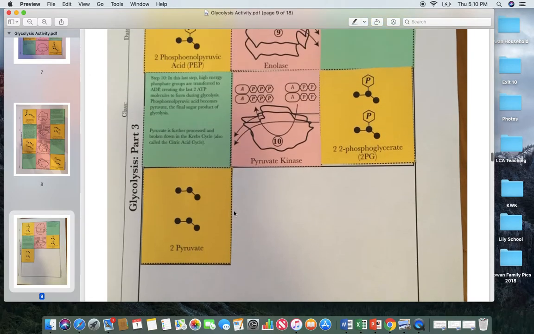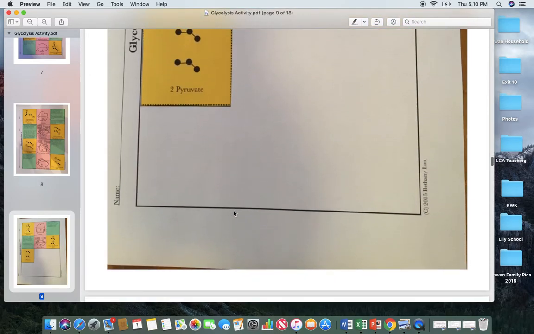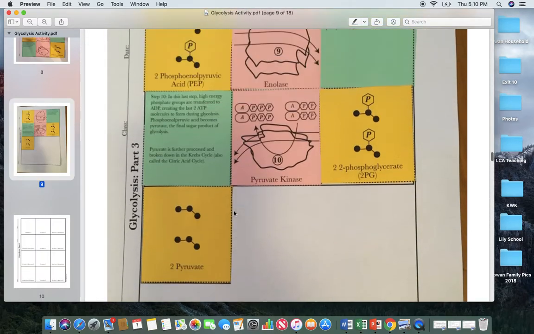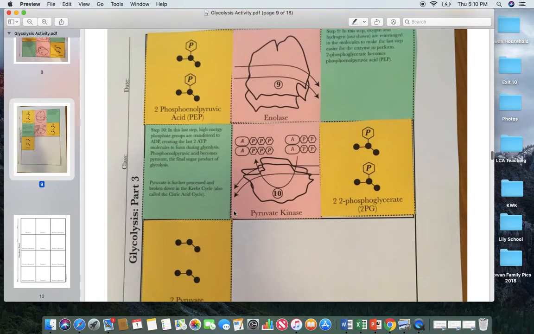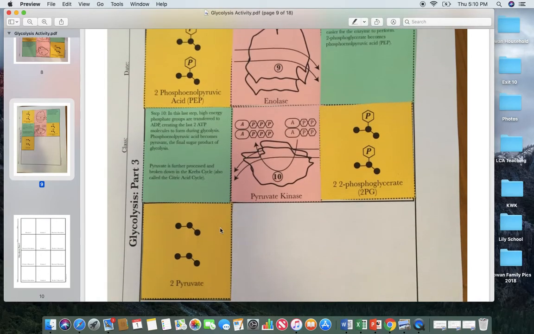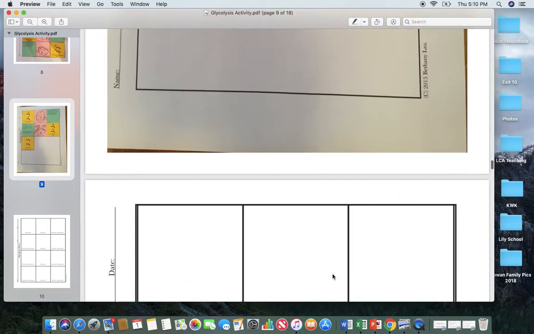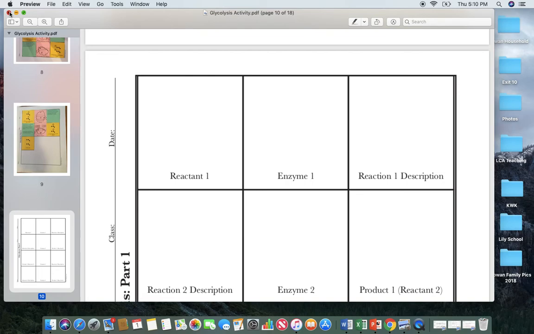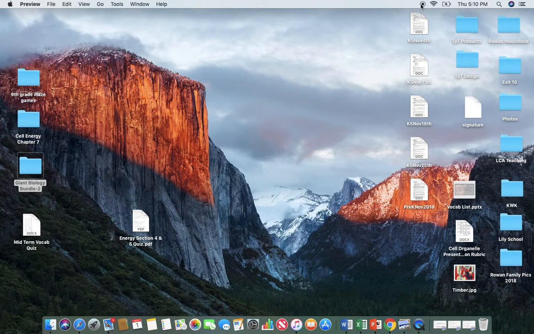So lastly, you're on the last page with the enzymes and substrate. Sorry, didn't mean to zoom by it. Okay, and your final product is 2 pyruvate molecules. So this is all of your work for the last week. We'll go over the other pages after I grade them.